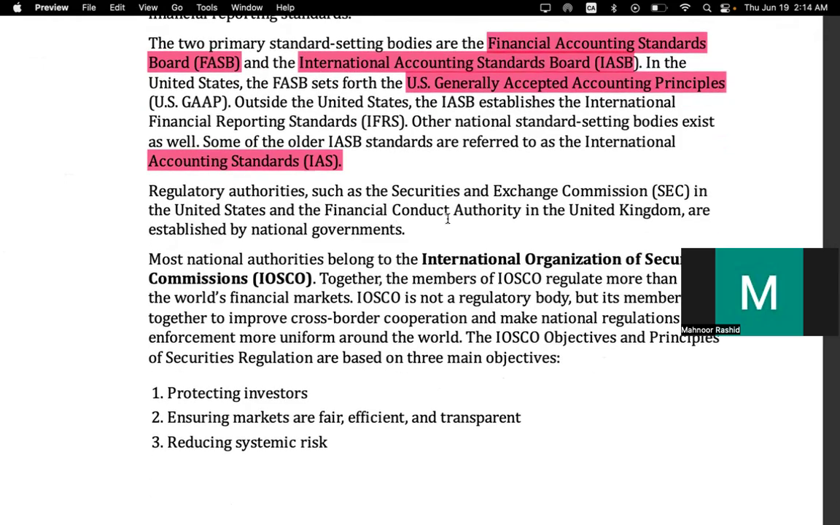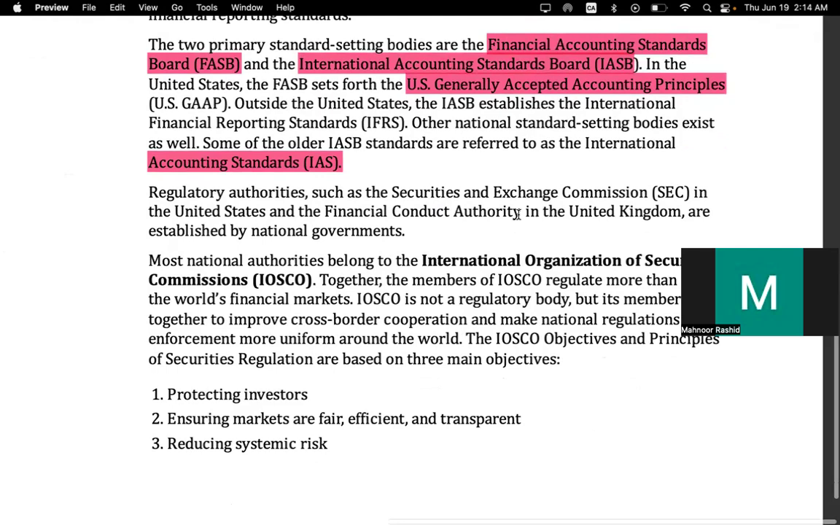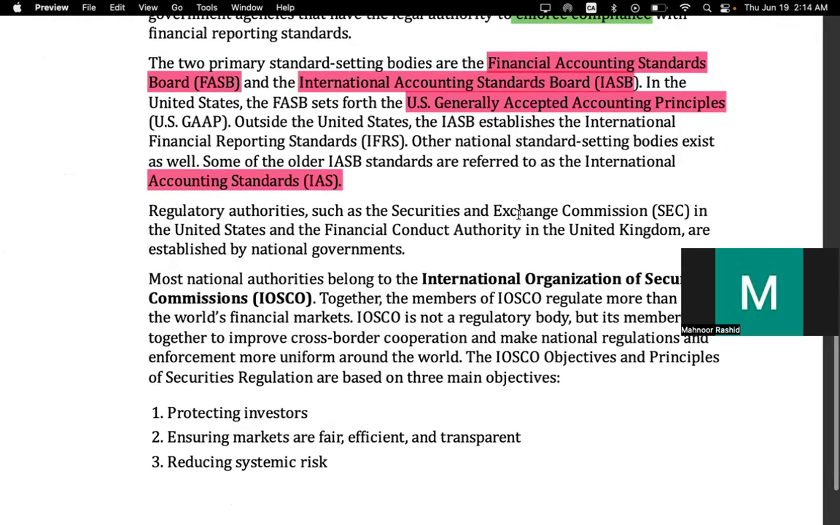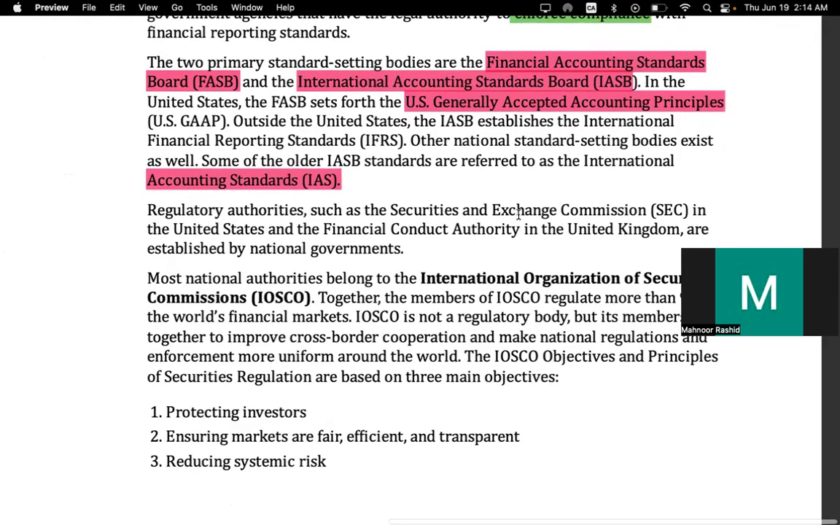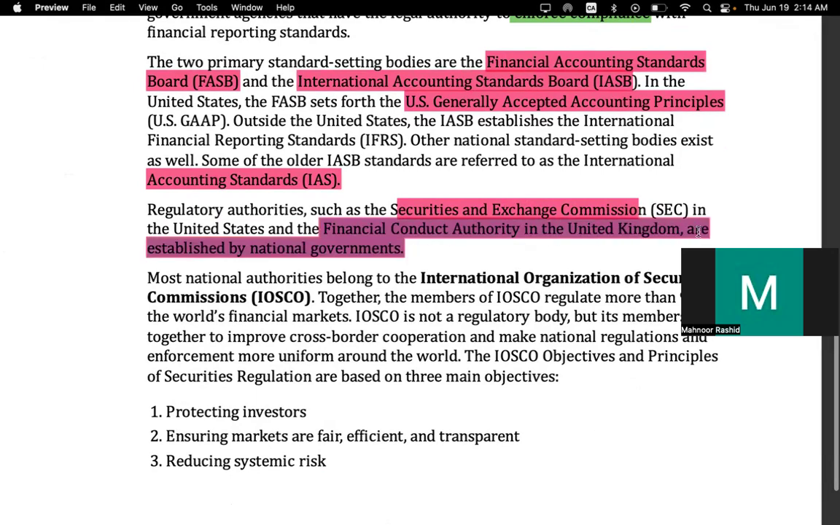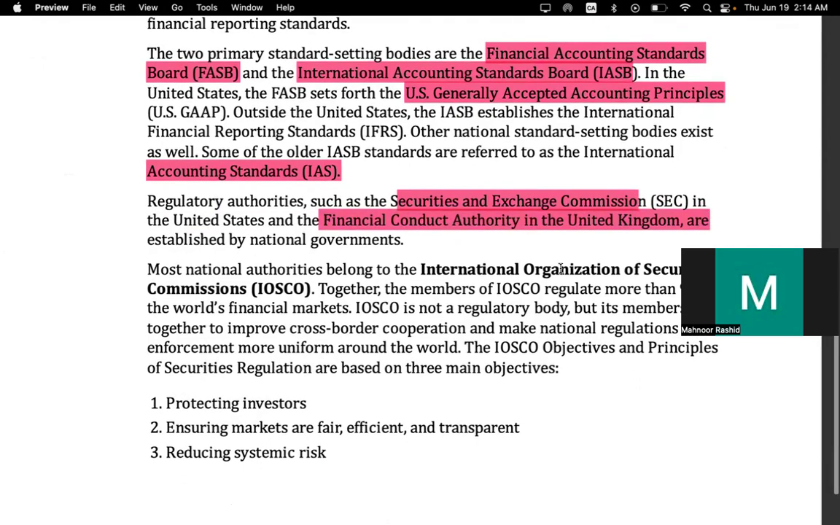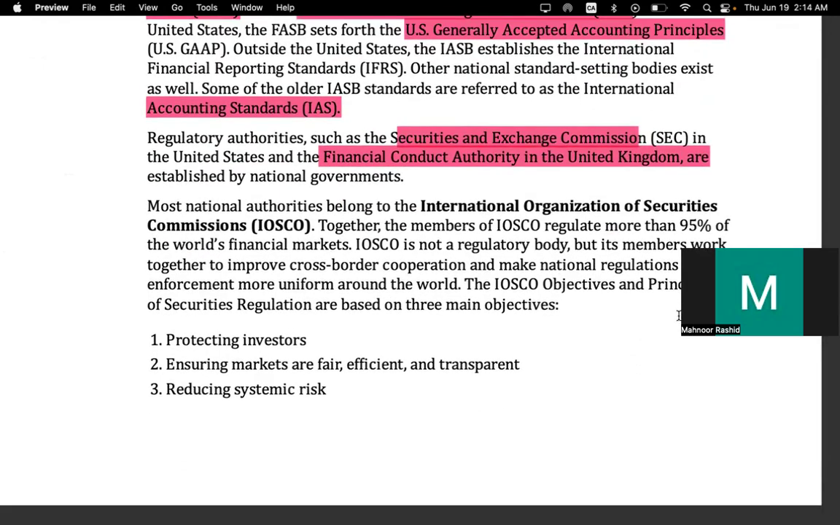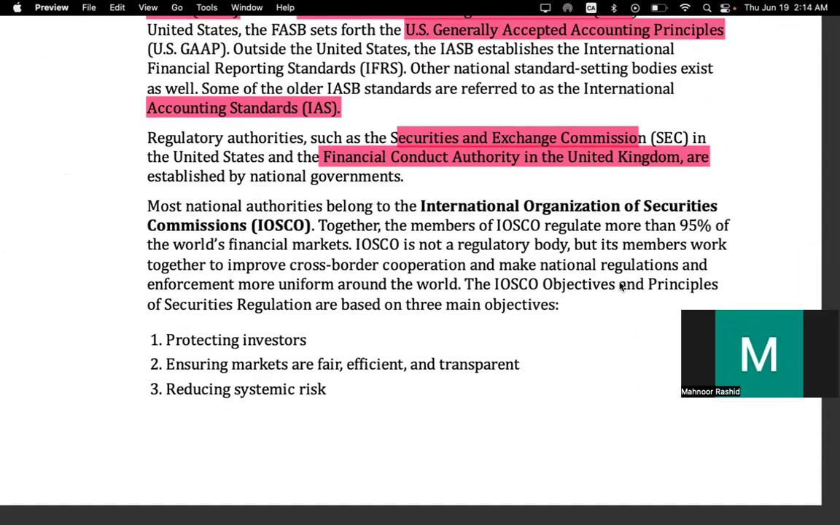Now, regulatory authorities are different from standard setting bodies. Standard setting bodies set the standards, regulatory authorities enforce the standards. Regulatory authorities include the SEC in the US, and in the United Kingdom we have the Financial Conduct Authority, which enforces standards.